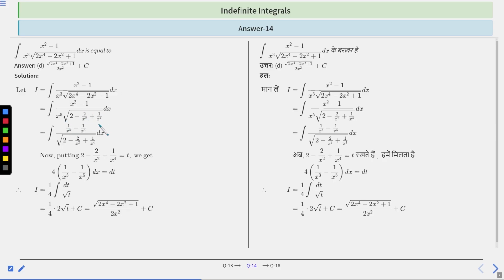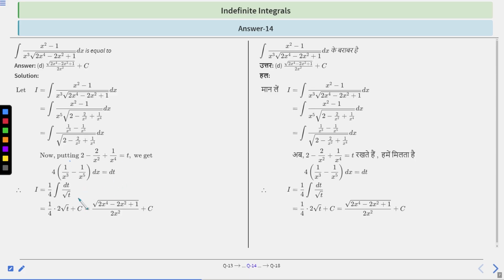2 by x square plus 1 by x to the power 4) dx, which is equal to the integration of (1 upon x cube minus 1 upon x to the power 5) upon root over (2 minus 2 by x square plus 1 by x to the power 4) dx. Now by putting 2 minus 2 by x square plus 1 by x to the power 4 equal to t, we get 4 times (1 by x cube minus 1 by x to the power 5) dx is equal to dt. Therefore I is basically 1 by 4 integration of dt upon root t, right?